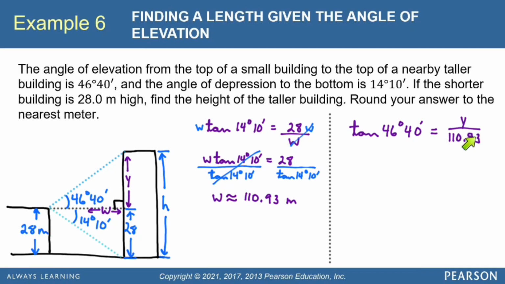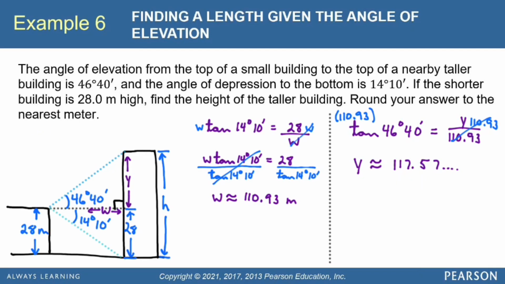And remember, you've still got the unrounded version of this number on your calculator screen, so just leave it there. And now what we're going to do is multiply both sides by that 110.93, so it cancels out from the right side and shows up multiplied on the left side. So you've already got this number on your calculator screen and it's not rounded. And so now you're just going to go times tangent of 46 degrees and 40 minutes equals 117.57. Now, this is not rounded off to the nearest meter, but I'm about to do that.